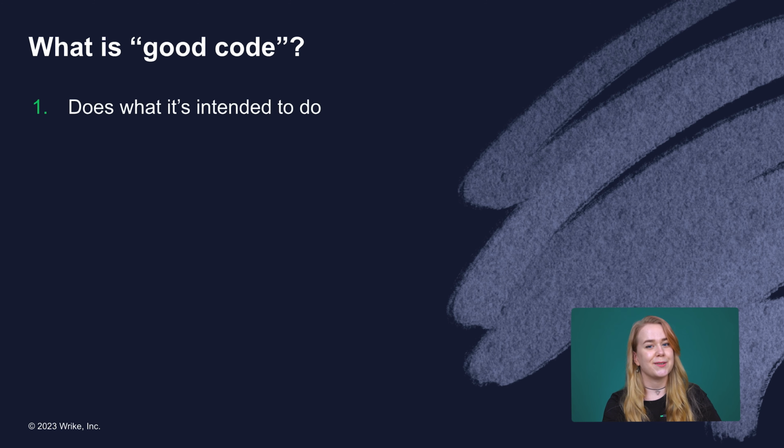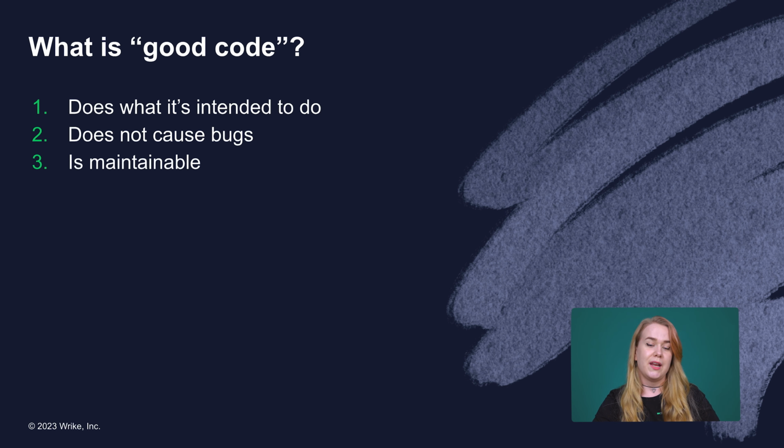But what is good code anyway? Obviously, it's the code that works, and it does what you told it to do. And more than that, it should do so efficiently. Additionally, good code should not produce bugs. And good code should be maintainable, meaning that it should be easy to read the code, easy to make changes to it, and easy to understand it.